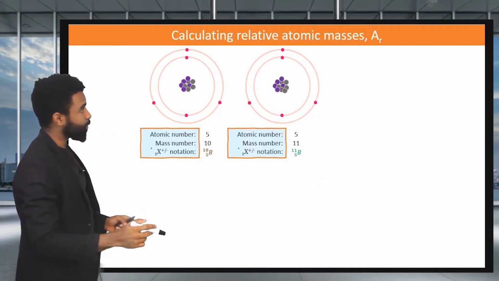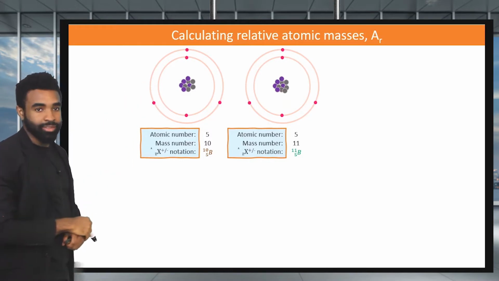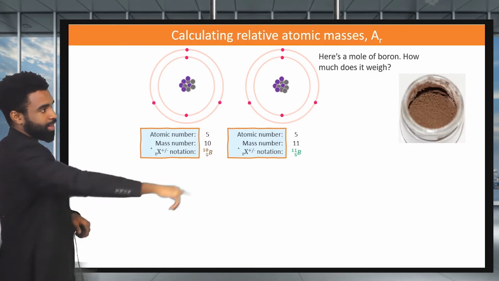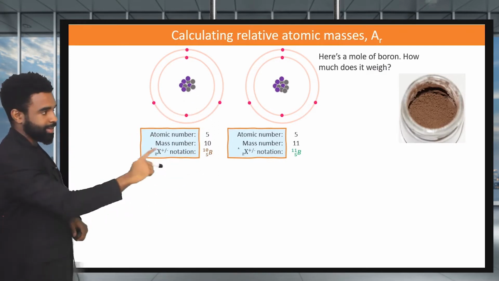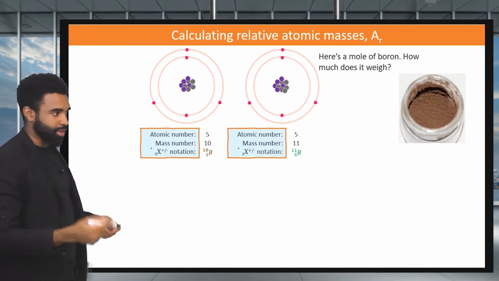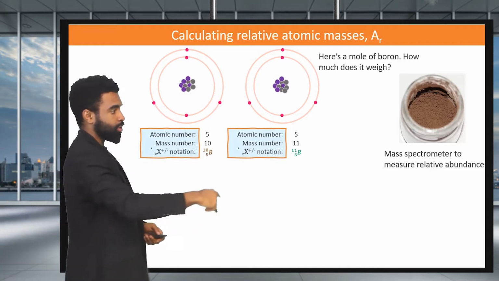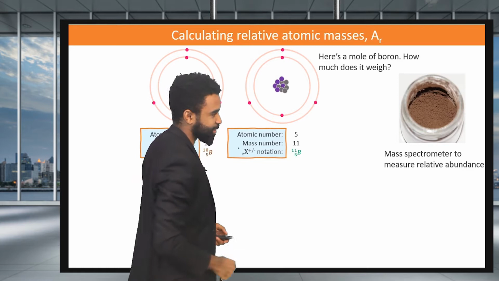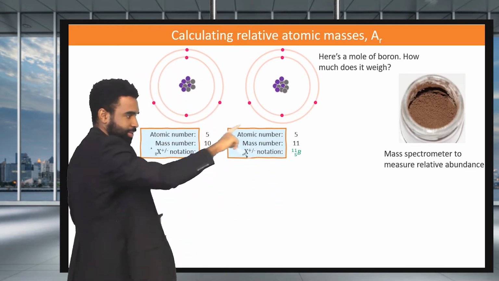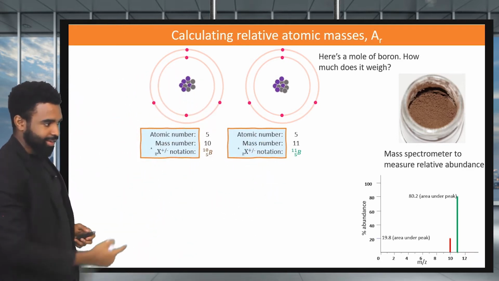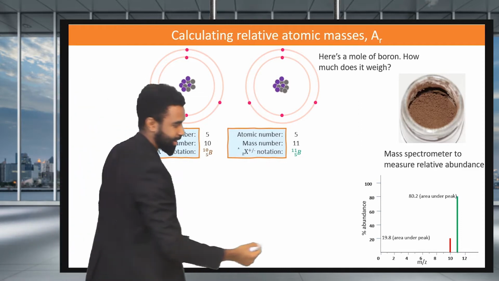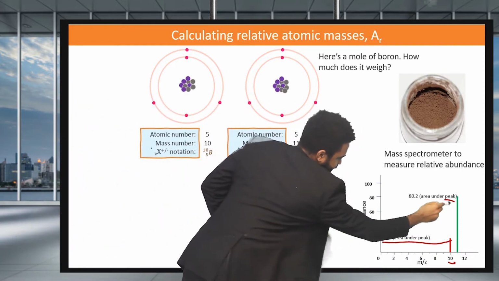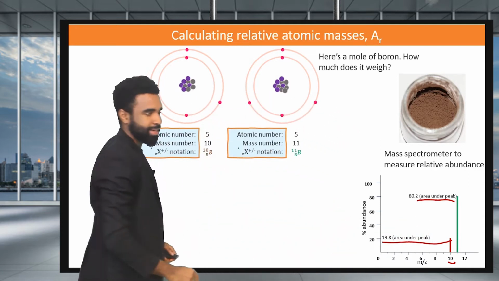In a previous video, we had learned how to calculate relative atomic masses. So we said we have these two isotopes, and we know that a sample of boron must contain both of these isotopes if it's a naturally occurring sample. So what we can do is use a mass spectrometer to measure the relative abundances of each of these two isotopes of boron. And we get a readout like that, which tells us that 19.8% of the boron in that sample is boron 10 and 80.2% is boron 11.